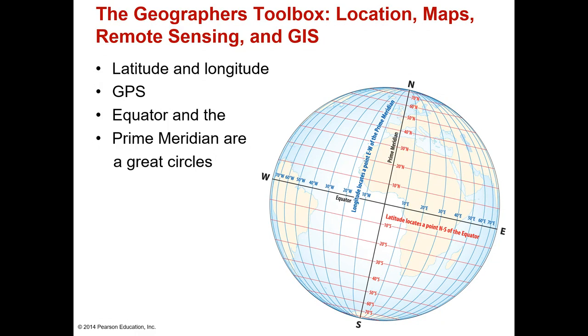Lines of latitude run east-west but measure north-south, and they are parallel to each other, while lines of longitude run north-south but measure east-west, and they converge at the northern and southern poles. So they are not parallel with each other. They're closer to each other towards the poles, and then they're more spread apart along the equator, as you can see here.